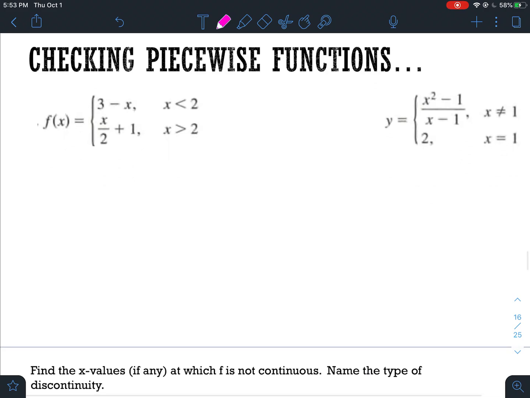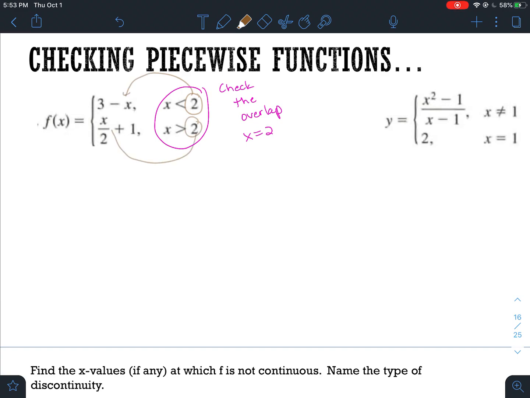So to check to see if piecewise functions are continuous, you want to check where they overlap. So we're going to check the overlap. So these two overlap at x equals 2. So for this function to be continuous at x equals 2, when I plug 2 into the top and I plug 2 into the bottom, I need the same y value in both of those cases, right? Because we've talked about this. The limit as x approaches 2 from the left, I'm going to use the top one because those are values of 2 from the left.